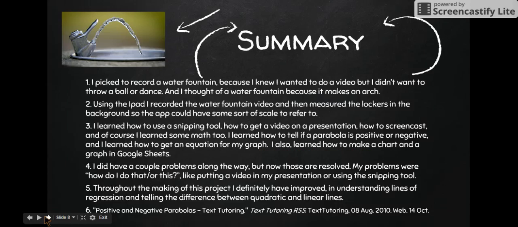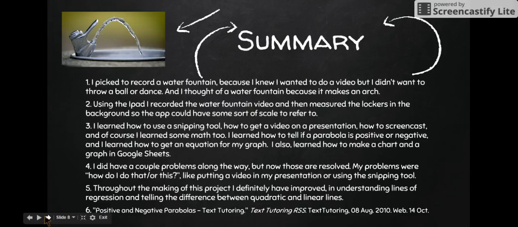And our summary is, I picked to record a water fountain because I knew I wanted to do a video, but I didn't want to throw a ball or dance. And I thought of a water fountain because it's just the first thing I thought of. At first I thought, okay, I could throw a ball. No, I don't want to do that. And I could dance. Oh, I'm not good at dancing. Oh, water fountain. That makes a parabola. Perfect. So that's why I picked that.